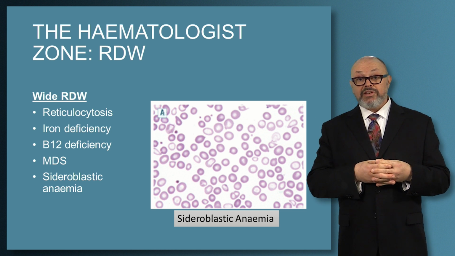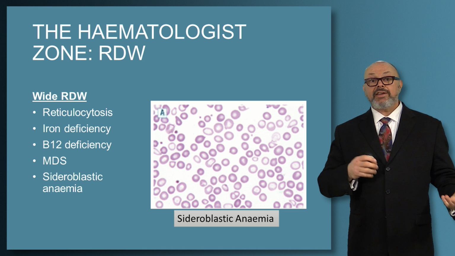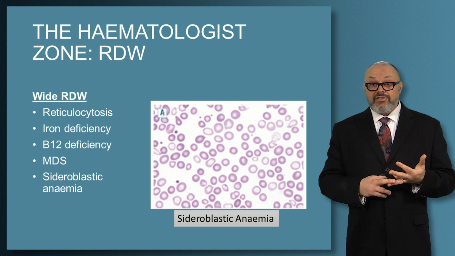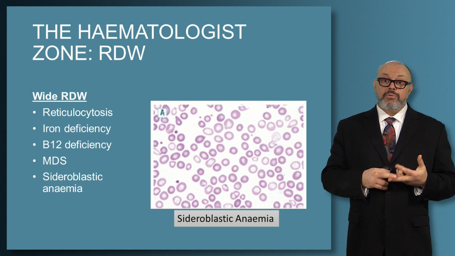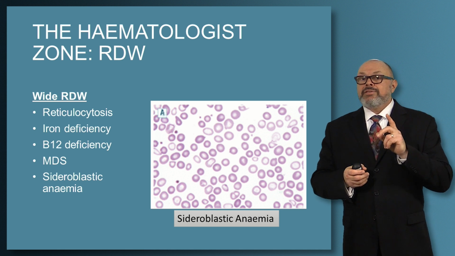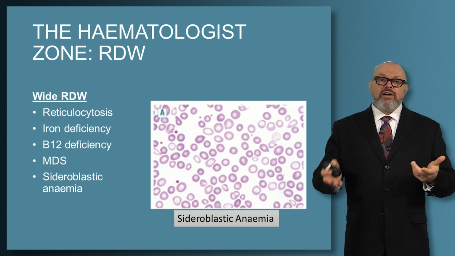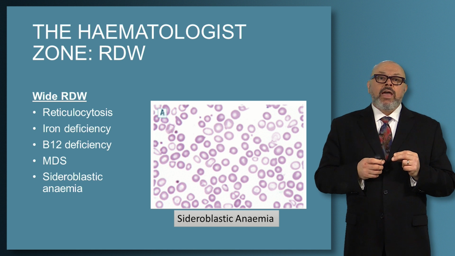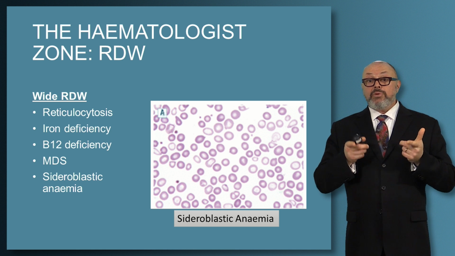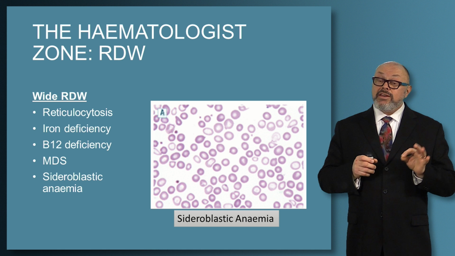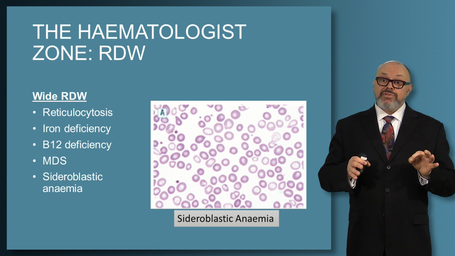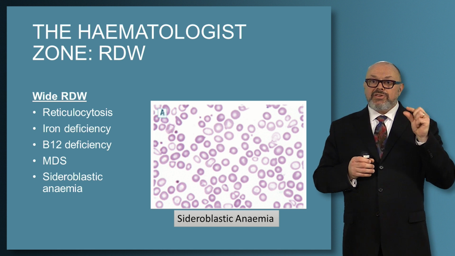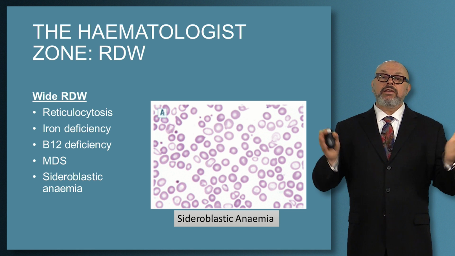All right. Now, what causes a wide RDW? I've already told you about reticulocytosis, for example, in the context of hemolytic anemia. Also, iron deficiency, vitamin B12 deficiency, myelodysplastic syndrome, and sideroblastic anemia. Sideroblastic anemia is a rare form of inherited anemia where there's a defect in heme synthesis. And I mention this mainly to show you this photomicrograph of peripheral blood film that shows very nicely the anisocytosis of sideroblastic anemia. You can see that there are some big red cells and some very, very small ones. Imagine the effect of that on the RDW.